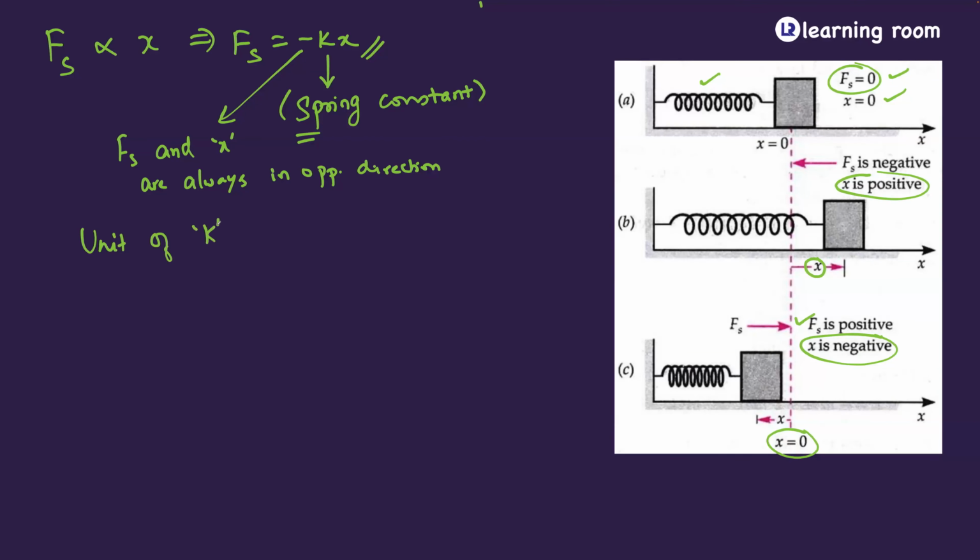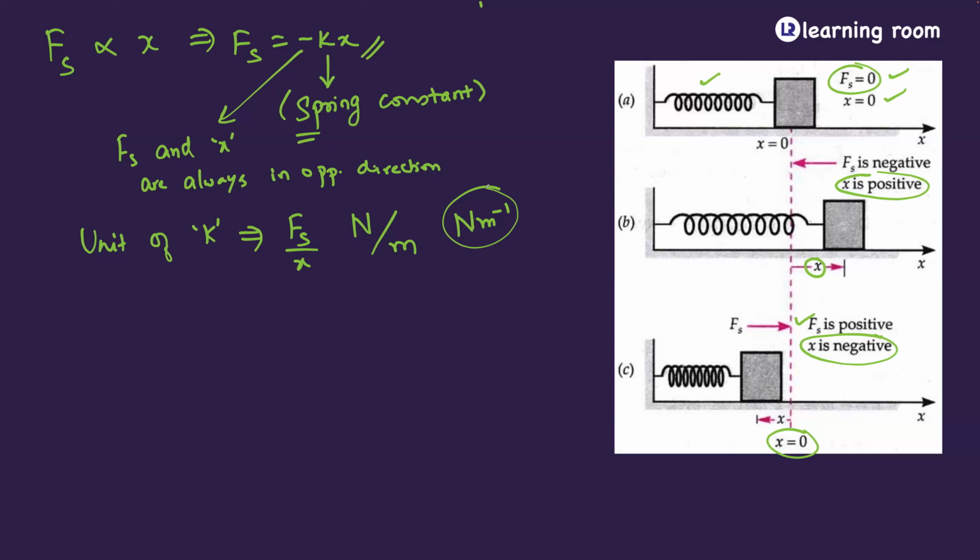So what is going to be the unit of k? If I ignore the minus sign here, I can write k equal to spring force divided by x. Spring force is measured in Newton and x is measured in meter. So Newton per meter, or Newton meter inverse, is going to be the SI unit for the spring constant. Am I clear with this?